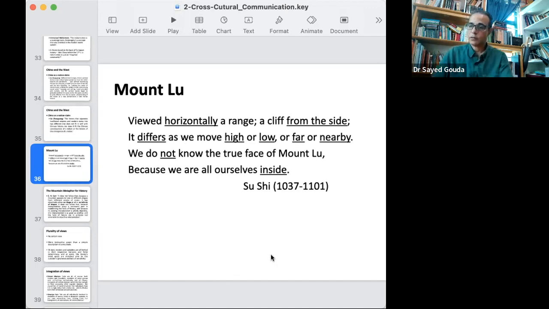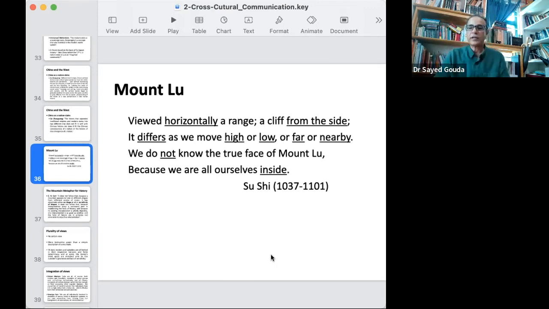it doesn't say so. He says, okay, viewed horizontally, arranged. When that mountain is viewed horizontally, it's like a range of mountains. A cliff from the side. It differs as we move high or low, or far or nearby. We do not know the true face of Mount Lu because we are all ourselves inside.